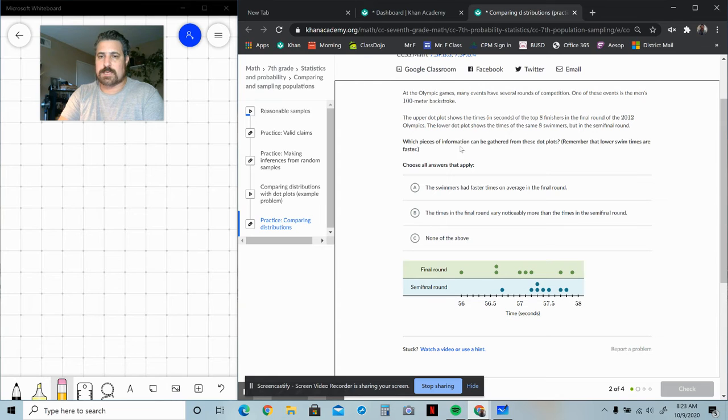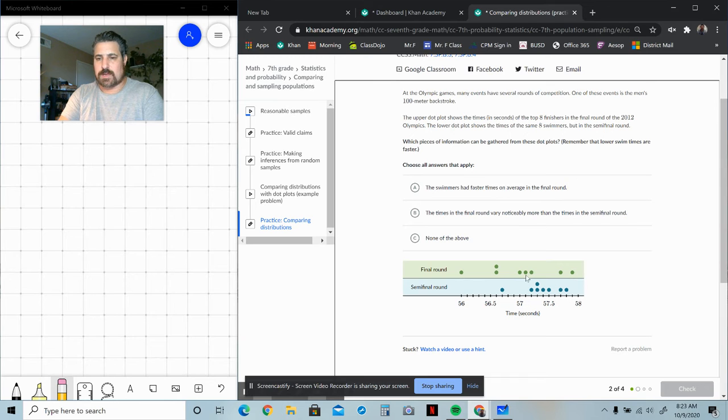Okay, which pieces of information can be gathered from these dot plots? Remember that lower swim times are faster. So in other words, if you have a time that's to the left here, it's going to be a quicker time, which means you're swimming faster. So it says choose all that apply. The swimmers had faster times on average in the final round.